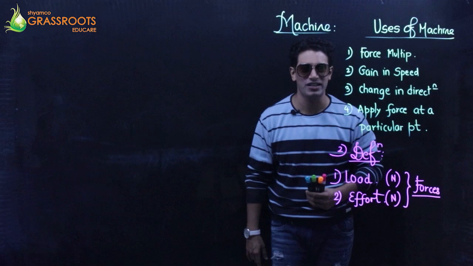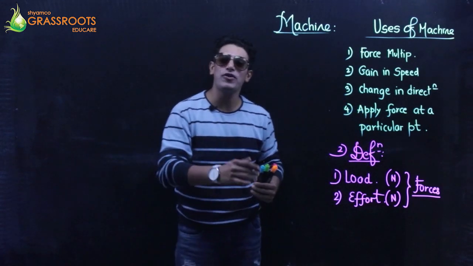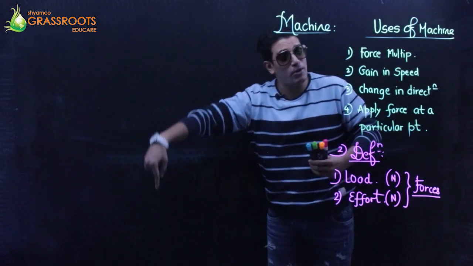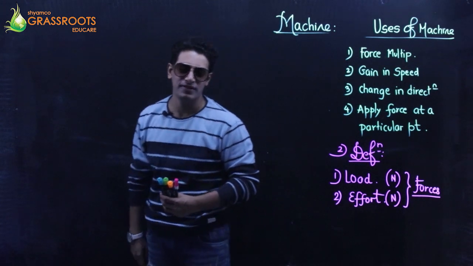You have to do something for me. That's why I have made you. Why am I using you? So can I say effort is the force applied on the machine to overcome the load? That's my aim. That's my objective.